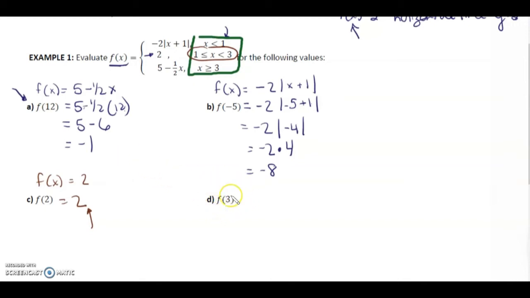Now the last one, f of 3. This one's a little tricky. You have to really pay attention to the inequalities. We have a 3 here and we have a 3 here. Which one of these equations includes the 3? You're looking for the inequality with that underline. So it's definitely f of x equals 5 minus 1/2 x. And then all we have to do is sub in that 3. So we get 5 minus 3/2, so we get 3.5.